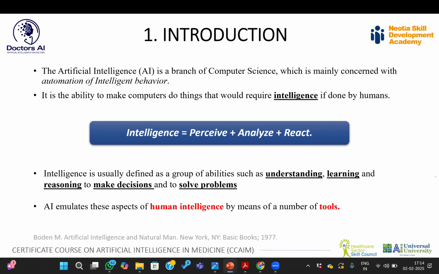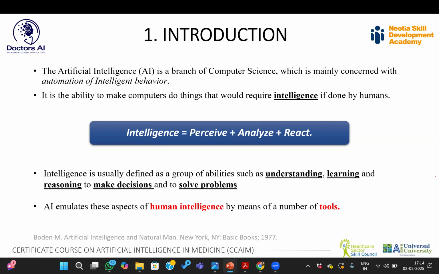Before we go and understand the focus of artificial intelligence, we need to understand in today's session what is intelligence. And this is something that humans possess. So the way we want the artificial intelligence to be is the way we consider ourselves to be intelligent. So intelligence, as you can see in the slide, is perceive, analyze, and react. These are the three segments of intelligence.